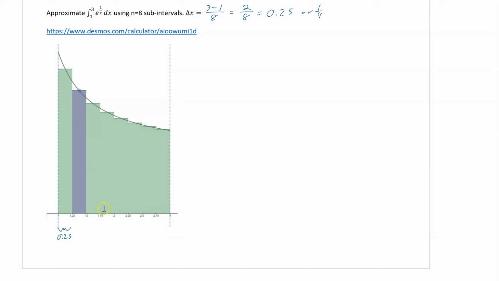So you can find all these x values here, but these are not the inputs. This would be good for left and right hand, but we're doing midpoint. So we still need to find the midpoint. We do that the same exact way. It's 1.25 plus 1 divided by 2.